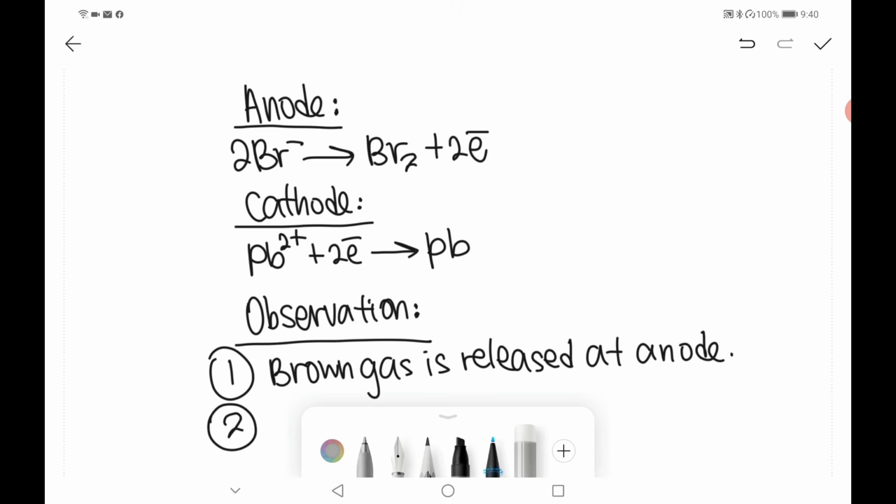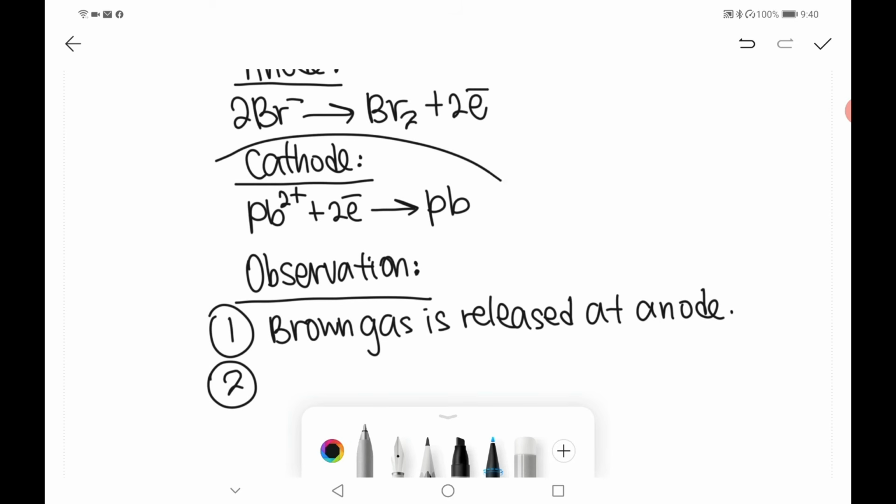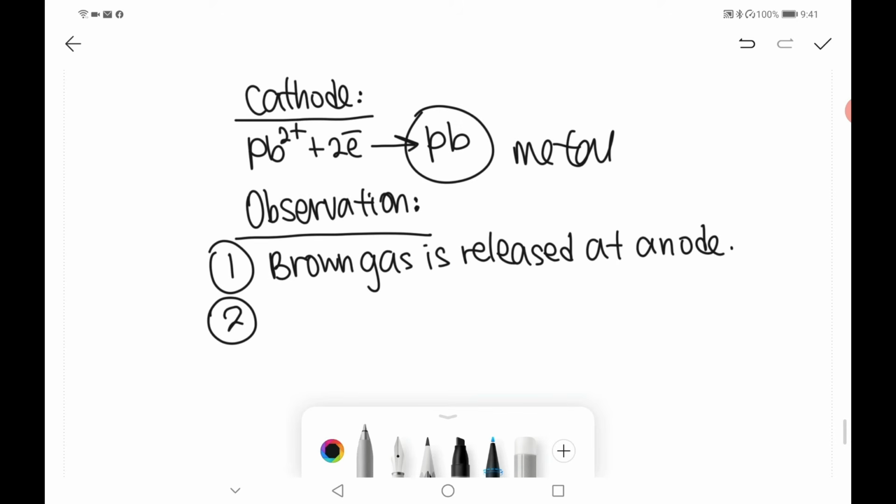Look at the second half equation. Now we go for another observation, so we refer to another half equation. What is the final product? The final product is Pb. Pb is lead. Lead is a metal. When we produce a metal, you will see a solid. Non-metal, you see a gas. What is the color for lead? Lead is gray. All the metals are gray except copper. Copper is brown.